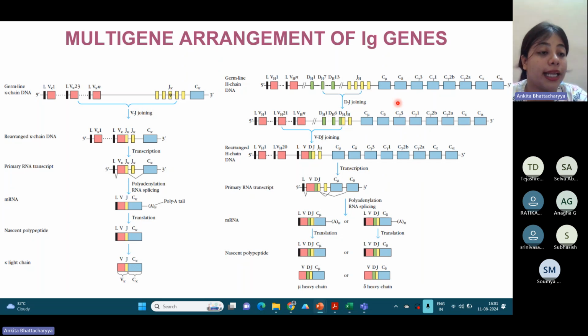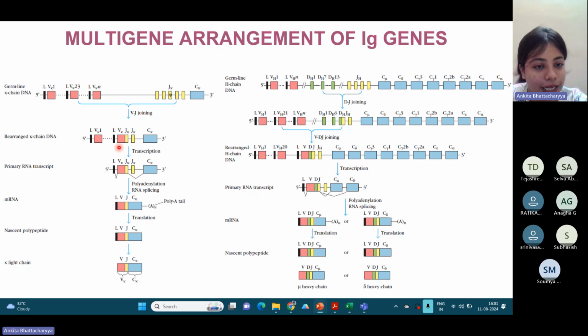On the left, what you see is a germline kappa chain DNA, which is obviously indicative of light chain gene segment rearrangement. There, first the joining occurs between V and J regions. Any of the V regions can join with any of the J regions, and therefore VJ joining is giving rise to this first set of rearranged DNA that you can see.